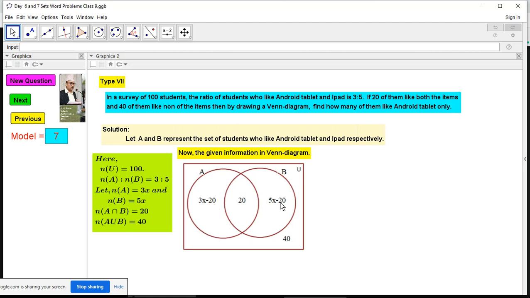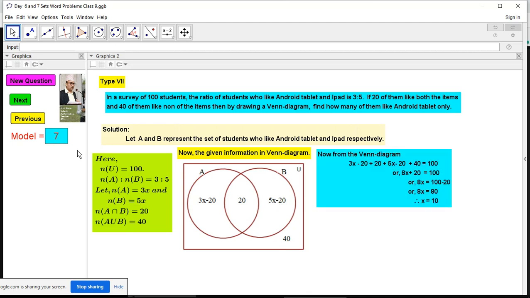Now moving to the next part, dear students. Oh, we have to show the Venn diagram. That's good. 20 is this only, that's why 3x minus 20. This is 5x minus 20. This is 40. I believe no confusion about this.